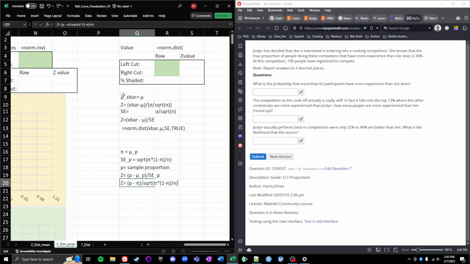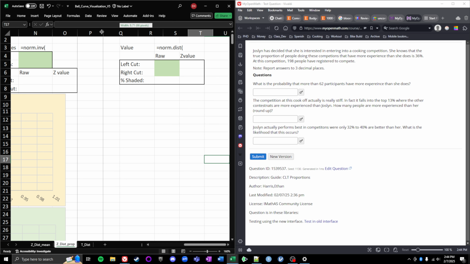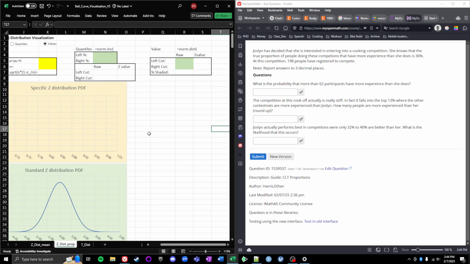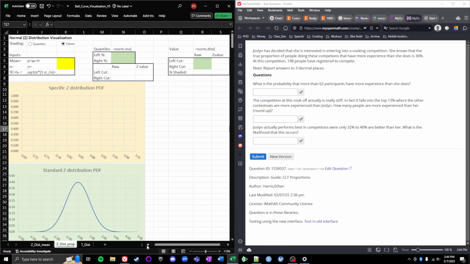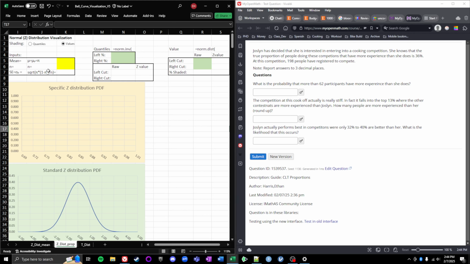Okay, so at this point, I'm going to go ahead and delete these out, and I'm also going to use our bell curve visualization tool using the z distribution proportions. This is the shorthand for proportions, and it's super handy. However, I also really want you to know how to use the formulas, so we're going to use the formulas as well as we go along. Okay, let's take a look at this scenario.